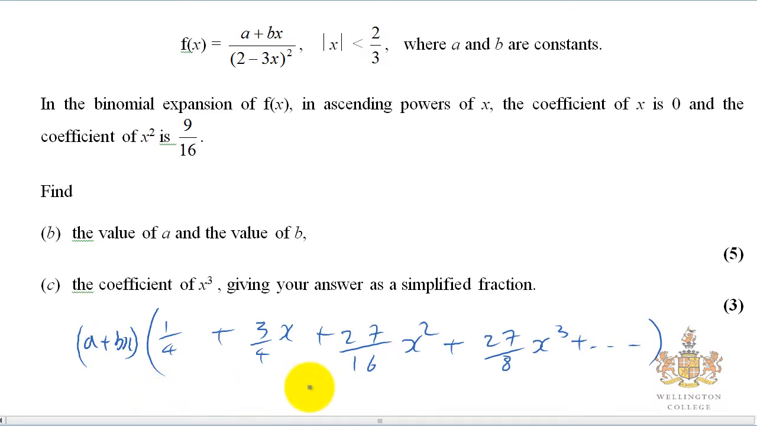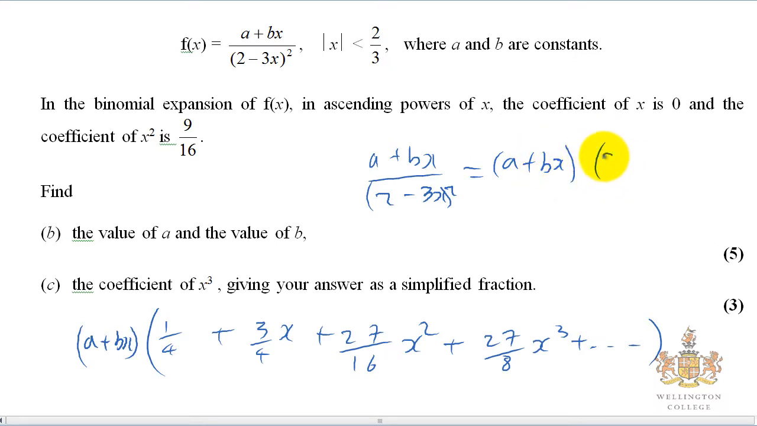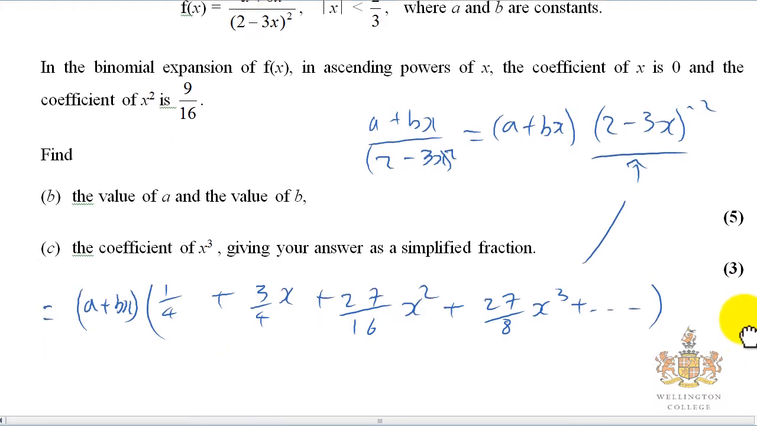Just in case you haven't spotted it, we've got a plus bx over 2 minus 3x squared, which is the same as a plus bx times 2 minus 3x squared to the minus 2. And this is what we expanded in the previous bit to get this. So we're going to times this all out, and if we do, we'll be able to find out what the x coefficient is and what the x squared coefficient is.